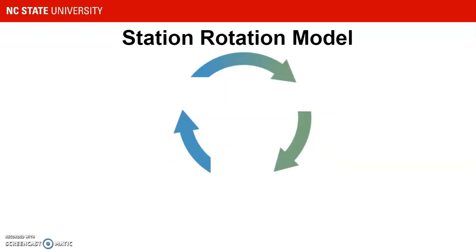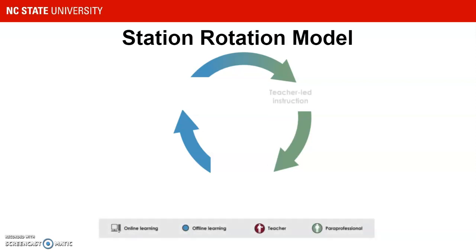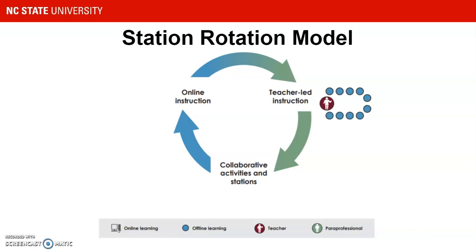Let's take a look at the station rotation model. It's a rotation model implementation when students rotate on a fixed schedule between learning stations, at least one of which is online. A station rotation model might start with teacher-led instruction, and then collaborative activities and stations, and lastly, an online instruction station. The teacher-led instruction station is simply when students receive direct instruction from a teacher.